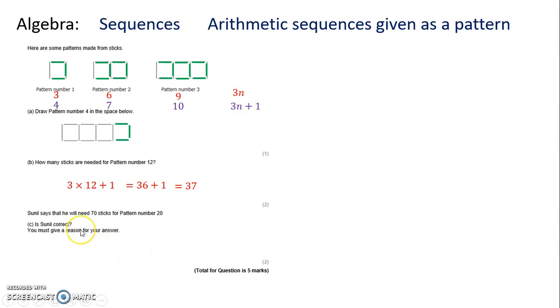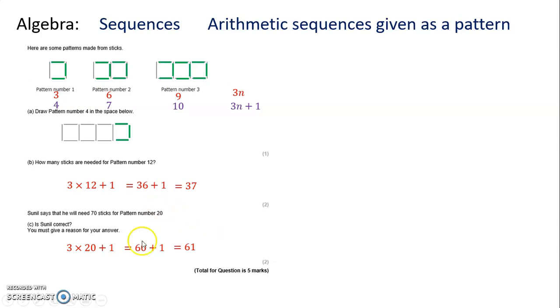Okay, next part of the question. Sunil says that he will need 76 for pattern number 20. Is he correct? You must give a reason for your answer. Now, the reason here does not need to be a paragraph of writing justifying what's going on. The maths is sufficient. So it makes sense to me to say that if I now know that it's 3n add 1, well, I can try pattern 20. It's going to be 3 lots of 20 add 1, which will give me 60 add 1. And so I actually only need 61 matchsticks for pattern number 20. So he must be wrong.